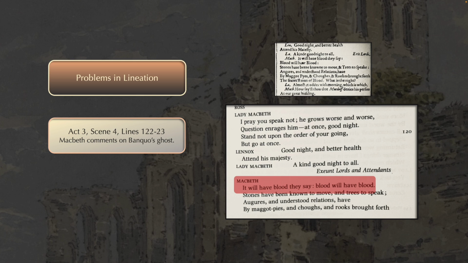So there are some examples of how just the process of printing a text can impact the breakage, particularly of lineation.